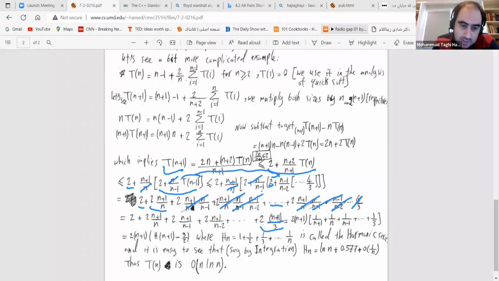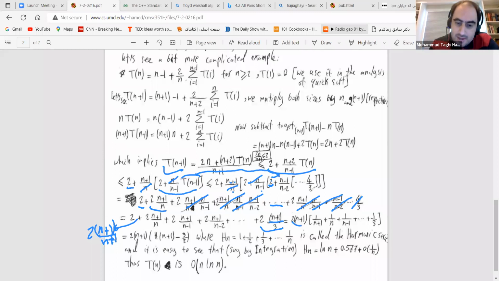2 plus 2 over n plus 1. Instead of this 2 also, we can write it as 2 times n plus 1 over n plus 1. So we have exactly this formula from here. So we can factor out this 2 times n plus 1 times this other guy, 1 over n plus 1 plus 1 over n plus 1 over n minus 1 up to 1 over 3.